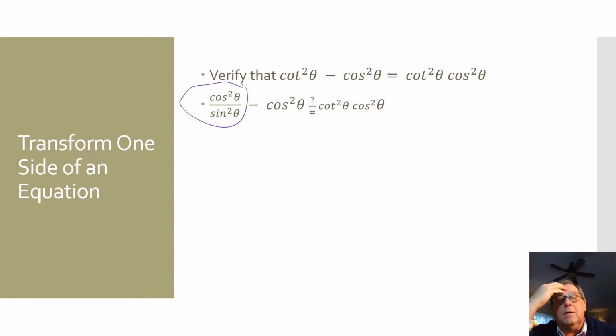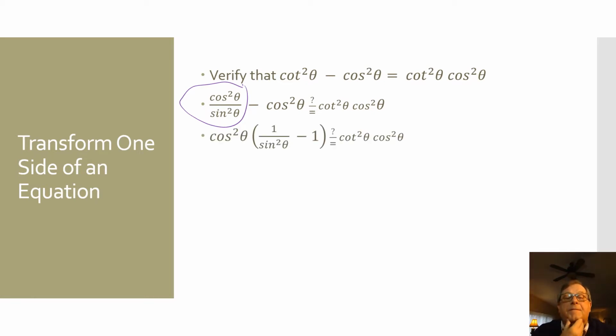And so now we've got the cosine squared of theta over the sine squared of theta minus the cosine squared of theta, and we're still questioning whether that's going to be equal to the cotangent squared of theta times the cosine squared of theta. Now, one of the things we may want to do when we're working with these trig identities is we may want to see if we can factor something out. And this is what I've done here. I factored out the cosine squared of theta, and that left me with 1 over the sine squared of theta minus 1, and we're still working to see if we can verify that this is going to equal the cotangent squared of theta times the cosine squared of theta.